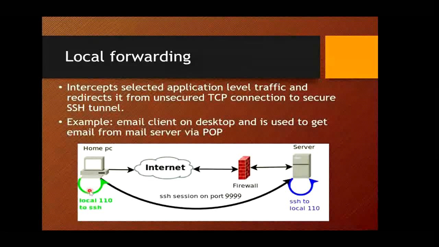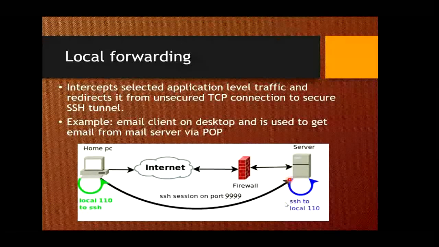Then we are going to select an unused local port number. In this case, I've considered 9999. And we are going to configure SSH to accept the traffic from this port, which will be destined for port 110 on the server. So the SSH client informs the SSH server to create a connection to the destination. In this case, it will be the mail server port 110.